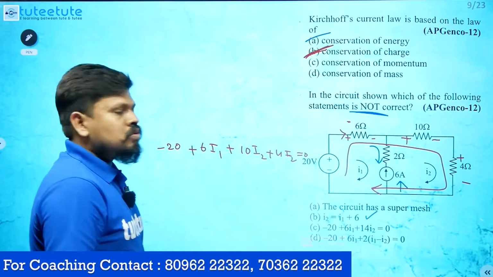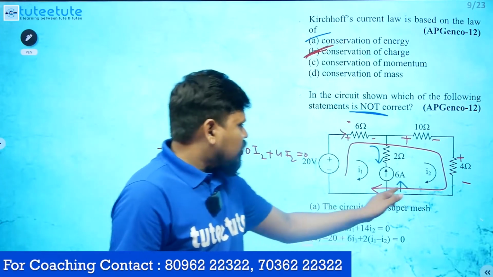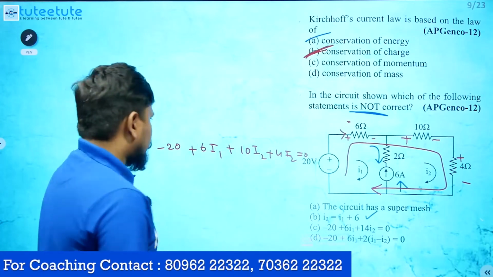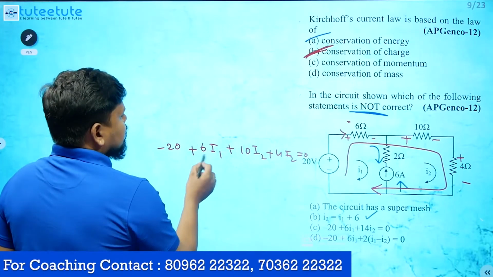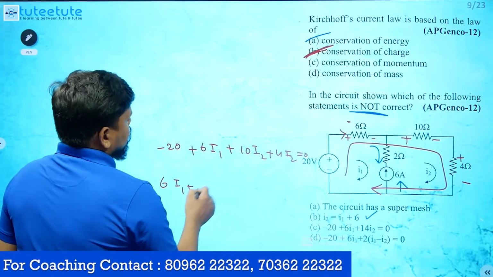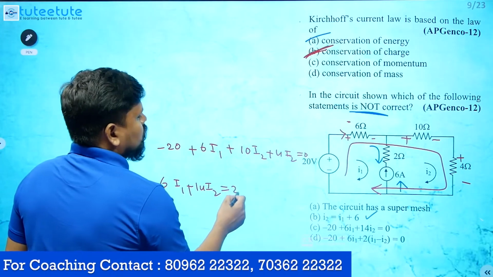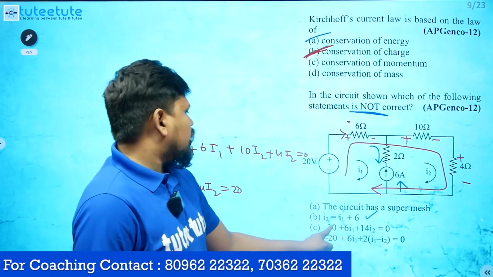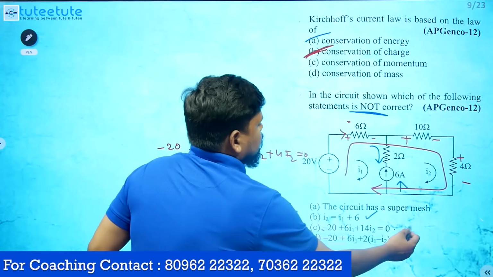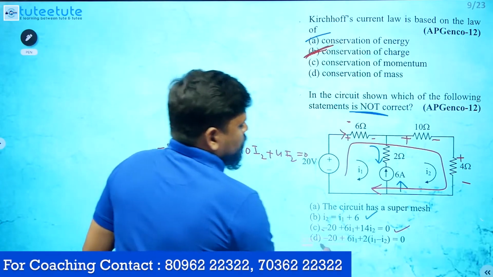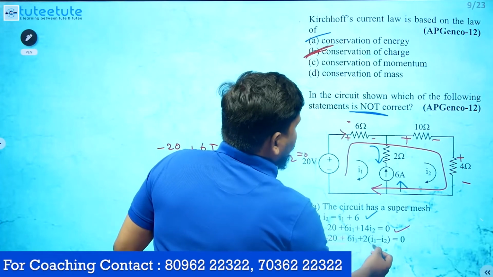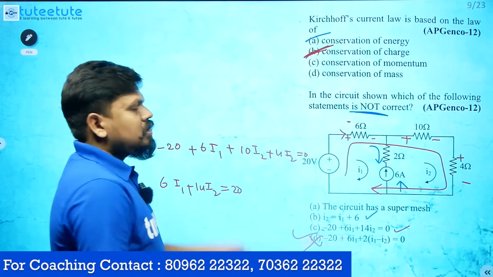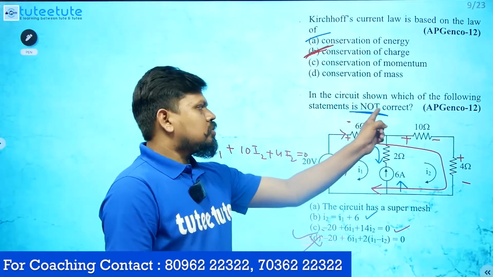Why equal to 0? The algebraic sum of the voltages in a closed loop is equal to 0. That's what we are writing using mesh analysis. We can write this as 6I1 plus 14I2 equals 20. If 20 goes to the other side, this option is also correct. The remaining option is minus 20 plus 6I1 plus 2 into (I1 minus I2) equals 0. This is the wrong option. So option D is correct for this question, since we have to choose the one that is not correct.